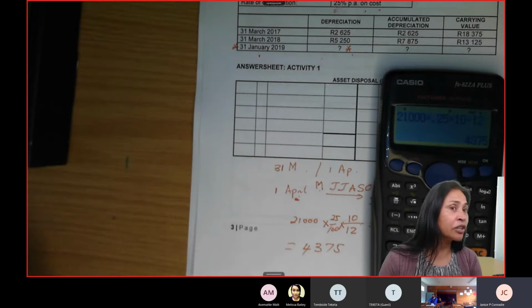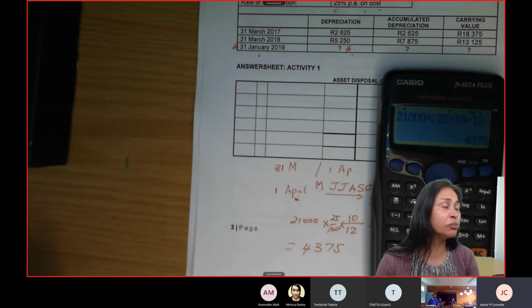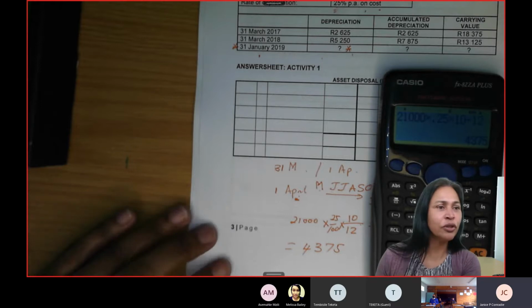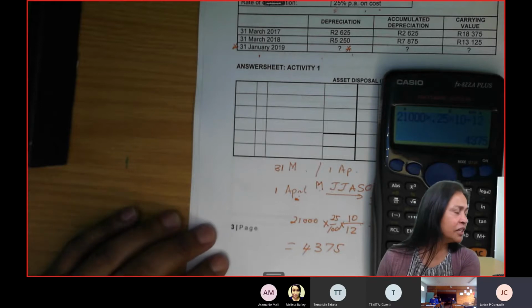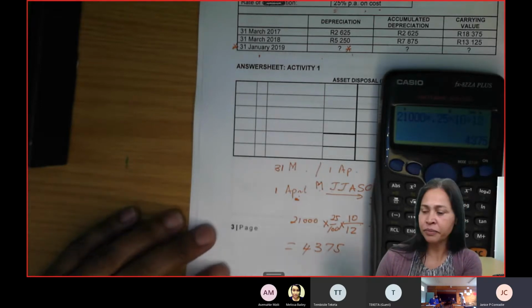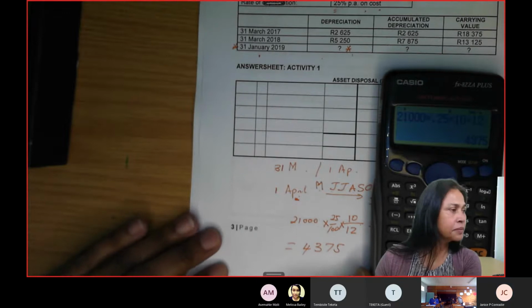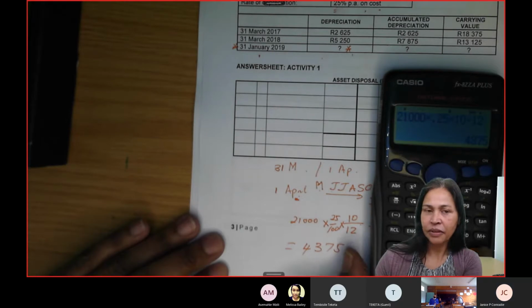Are we all clear on how to calculate that first amount for depreciation? I need to have some input just to know that I don't need to repeat anything. So please do share. I have no input at this stage. Let's move on.